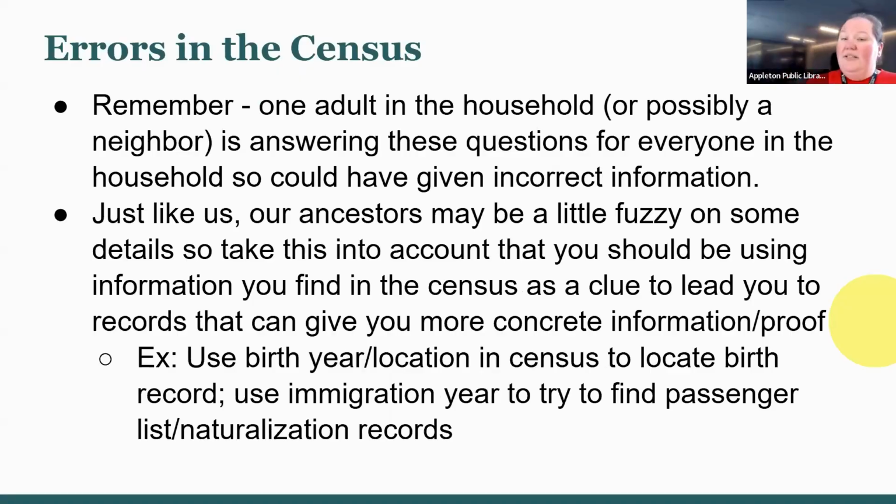Again, remember that one adult in the household, or possibly even a neighbor for some of those older ones, is answering those questions for everyone in the household. They could have given incorrect information, whether willingly or unintentionally. Just like us, they're fuzzy on those details, so take that into account. Use that information that you find in the census as a clue to try to lead you to some additional records to confirm or deny.